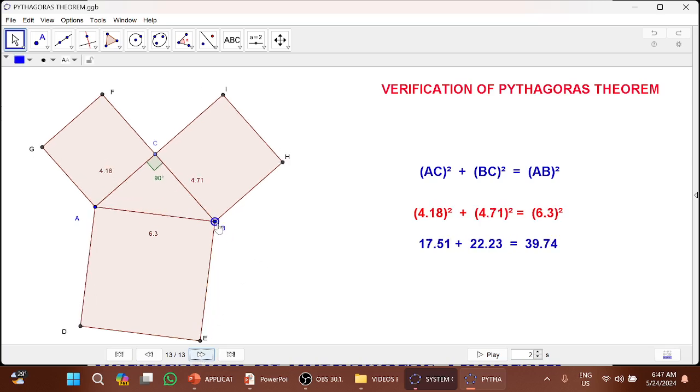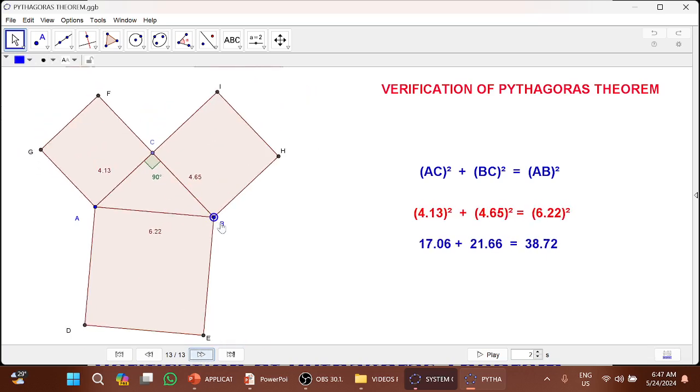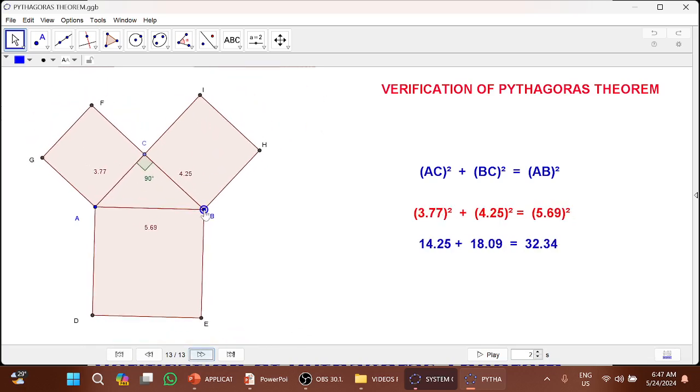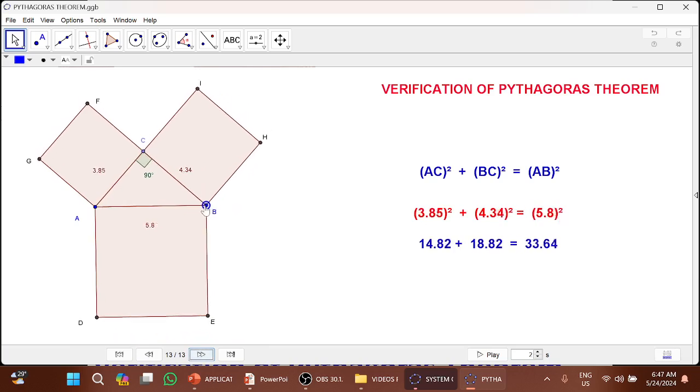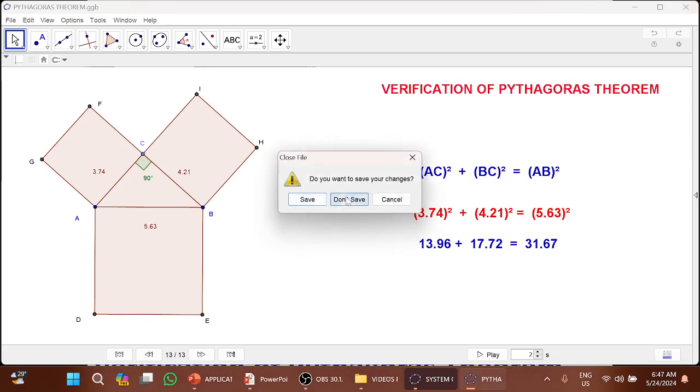Okay, now I can move it and I will show them how this AC square plus BC square is equal to AB square. Now, an interesting thing is you can try by drawing semicircles on all the three sides of a triangle and then check out. I'm just leaving it to you to think about it.